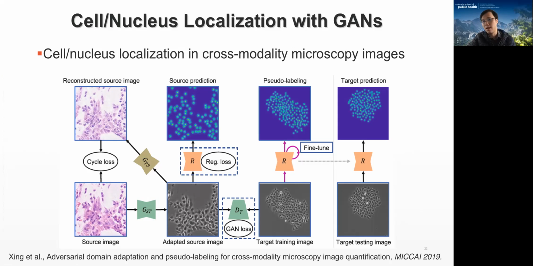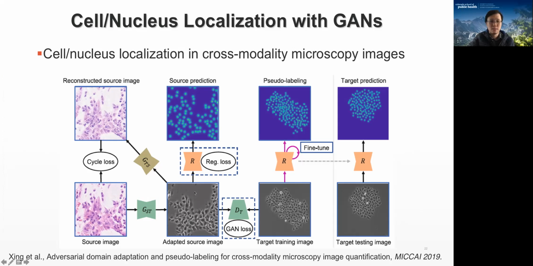But based on GANs, we can transfer the source images to the target style, so that they look like this. We use the generator to transfer these source images to the target style image data.